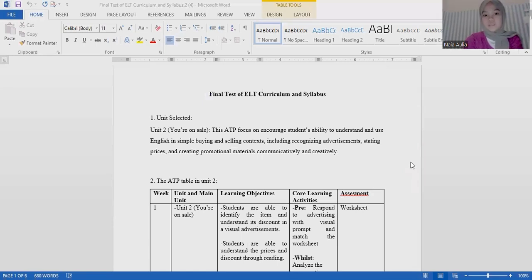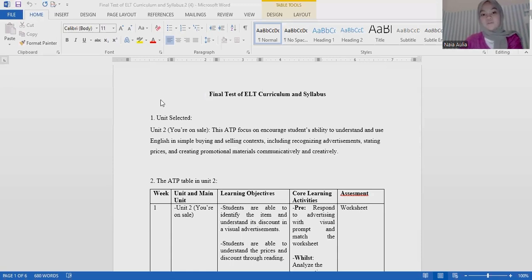So now in this session, I want to discuss my final test of ELT curriculum and syllabus, which is that I make the ATP and the lesson plan. Starting from the unit selection, I selected unit 2, which is titled "Your On Cell."